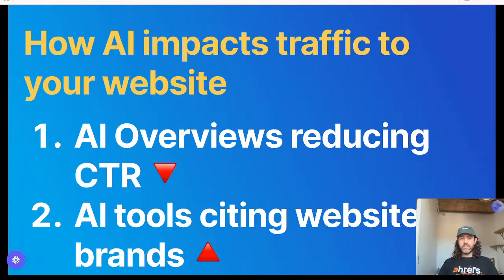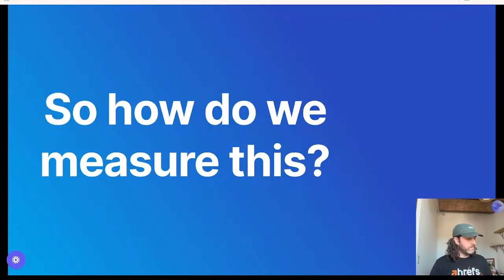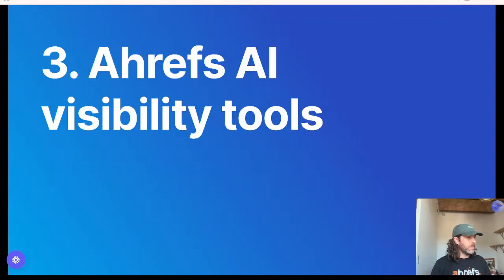Okay, so in short, to summarize that, we are looking at AI overviews reducing click-through rate and your traffic, and AI tools citing websites and brands, boosting your traffic. But we have some problem with attribution. So the big question: how do we measure this? And that's where we come into Ahrefs' AI visibility tools. That was a bit of a needless slide there, but here we go.